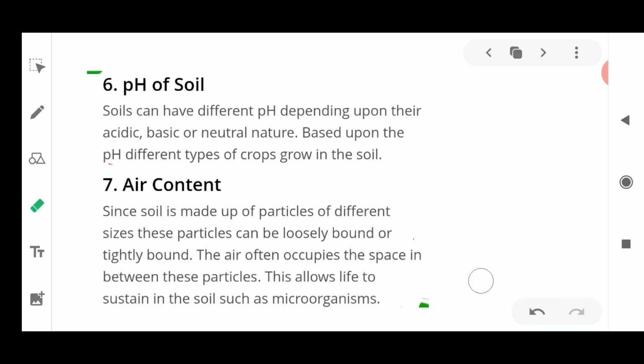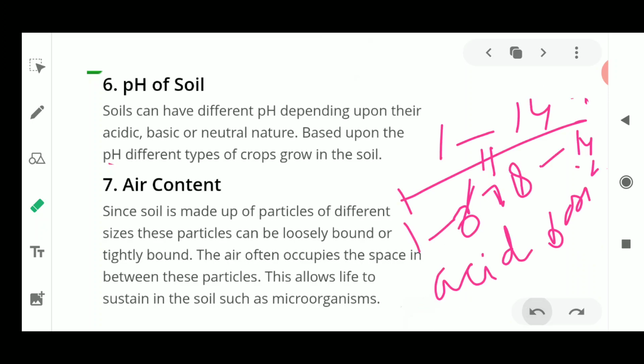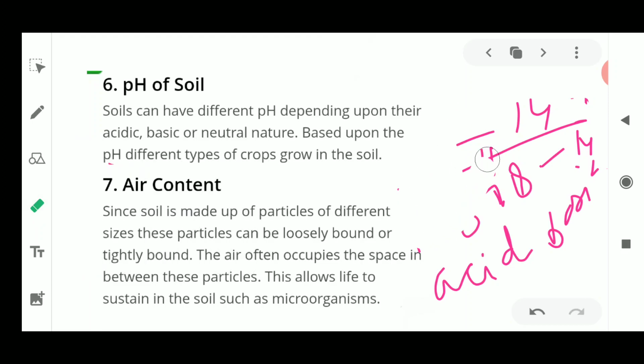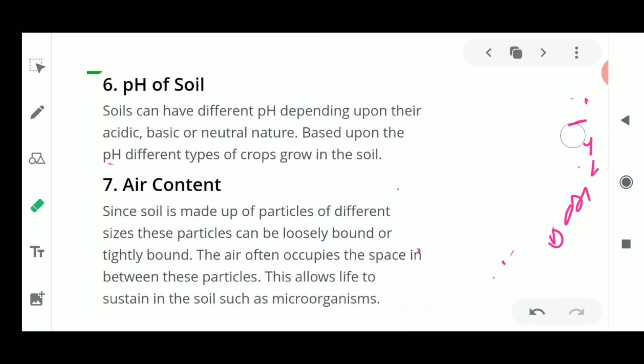It is a scale which consists of numbers between 1 to 14. The number which is between 1 to 6 is always acidic, and the number 8 to 14 is always basic. The lesser the number, the more acidic; the greater the number, the more basic in nature. So the soil could only help the plants to grow if it has optimum pH, which means it should have a correct value of pH.